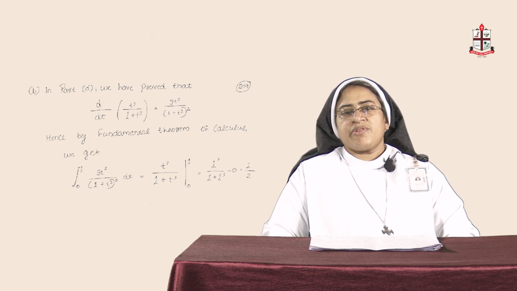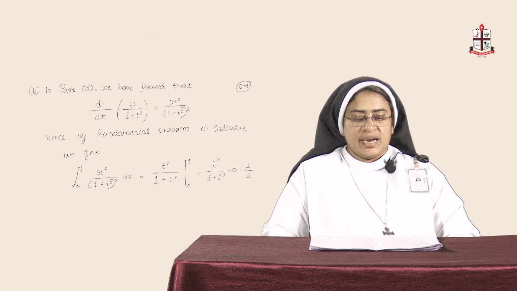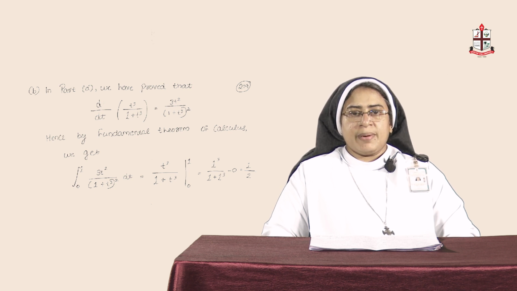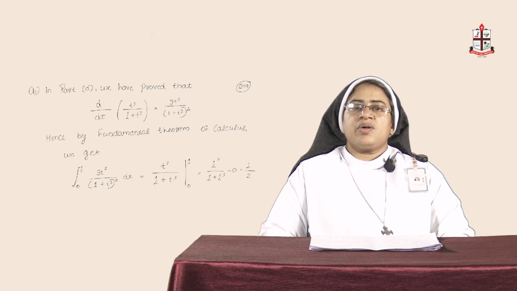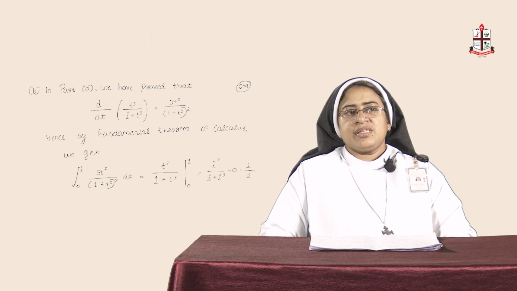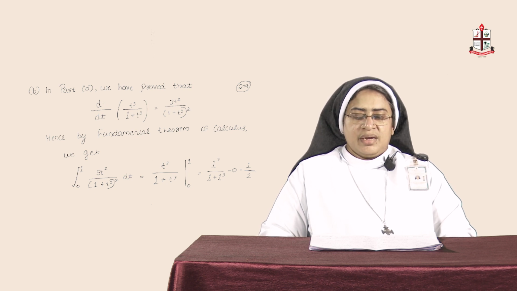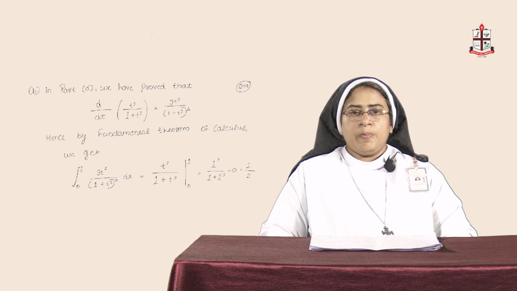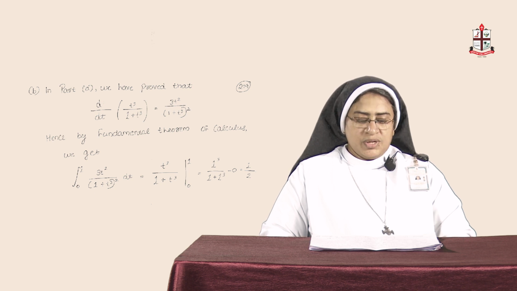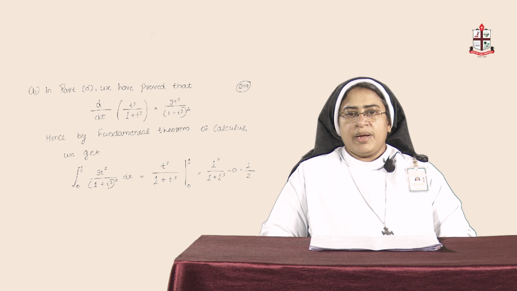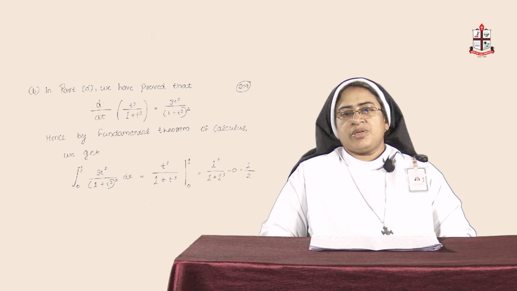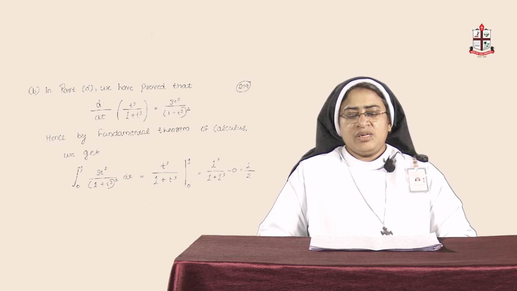So, by making use of the fundamental theorem, we will get integral 0 to 1 of 3t square by (1 plus t cube) the square dt is equal to t cube by (1 plus t cube) within the limits 0 to 1. So, applying the limits, you will get the final answer: 1 cube by (1 plus 1 cube) minus 0, that is equal to 1 by 2.